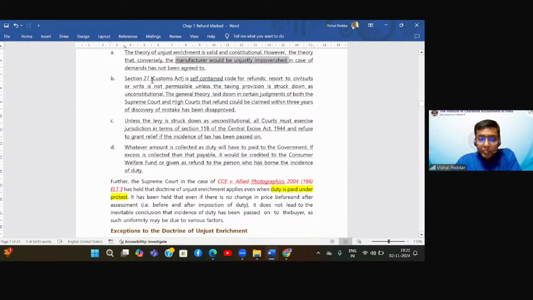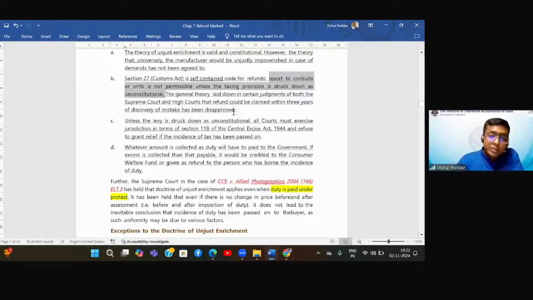Fine. Section 27 of Customs is a self-contained code for refunds. Resort to civil suit or writs is not permissible. Unless the taxing code allows it, there is nothing that can be added or deleted from it. You have to follow it. So the general theory laid down in certain judgments of both the Honorable Supreme Court and the High Courts, that the refund could be claimed within 3 years of discovery of mistake, has been disapproved.